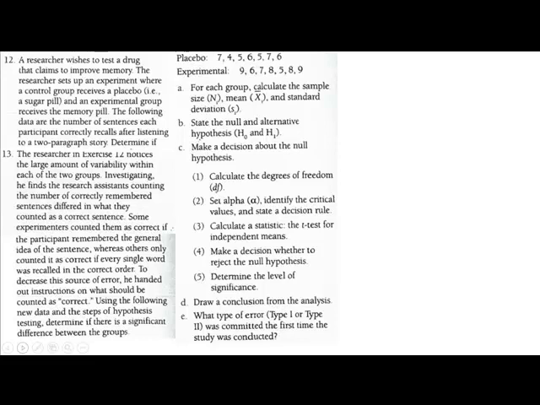The researcher in exercise 12 notices the large amount of variability within each of the two groups. Large amount of variability, some people get most of the sentences, some people get none of the sentences. There's a wide spread. Investigating why, the research assistants counting the number of correctly remembered sentences differed in what they counted as a correct sentence. So we don't have the same measurement. We're measuring them differently. Some experimenters counted them as correct if the participant remembered the idea of the sentence, whereas others only counted it as correct if every single word was recalled in the correct order.